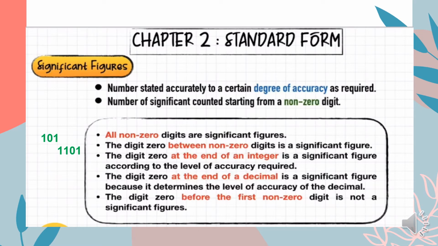Okay, and then the next rule is the digit 0 at the end of a decimal is a significant figure because it determines the level of accuracy of the decimal. So what does it mean? For example, 11000.